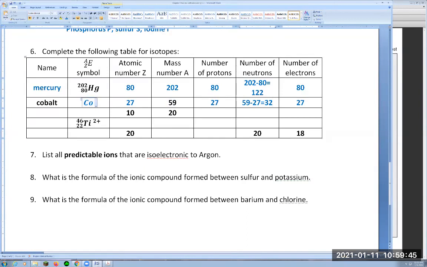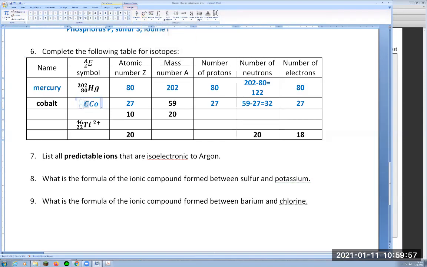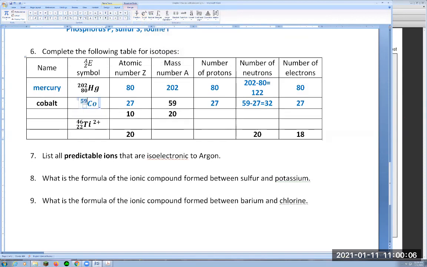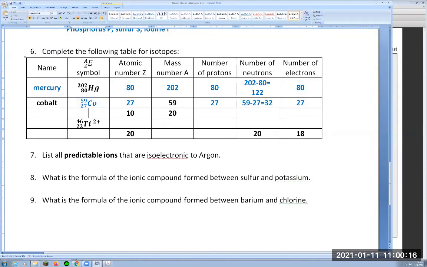So now we can finish the symbol of the isotope. Okay, so Co. In the upper left corner, you place the mass number, and here it's 59. And on the lower left corner, you type the atomic number, and that's 27. And there you go. That's the symbol for this cobalt isotope.